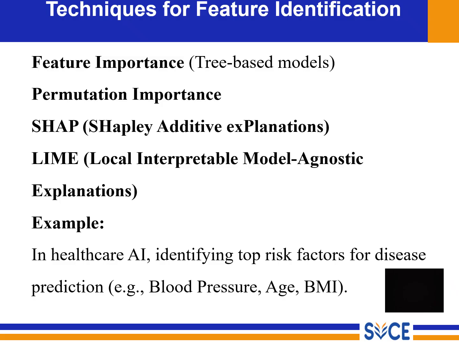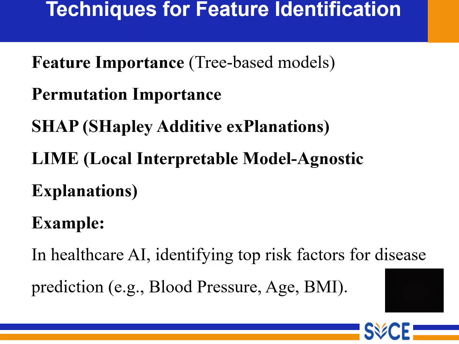The second one is permutation importance. We shuffle one feature at a time and see if the model accuracy drops. If it does, the feature was important. The third one is SHAP, meaning Shapley Additive Explanations. It comes from game theory and fairly distributes the credit among the features. The fourth one is LIME, Local Interpretable Model-agnostic Explanations. It explains a single prediction at a time, which is very useful to know why this one example gave that output.